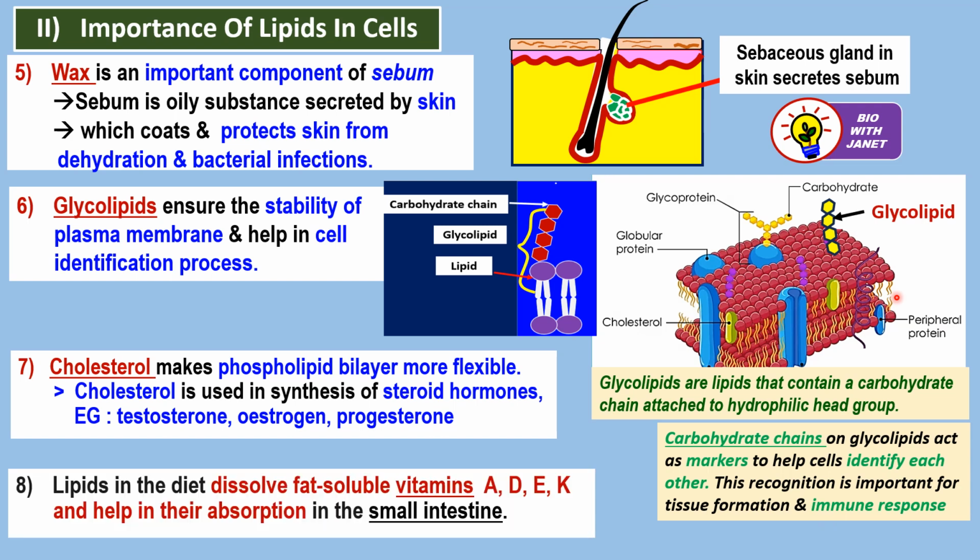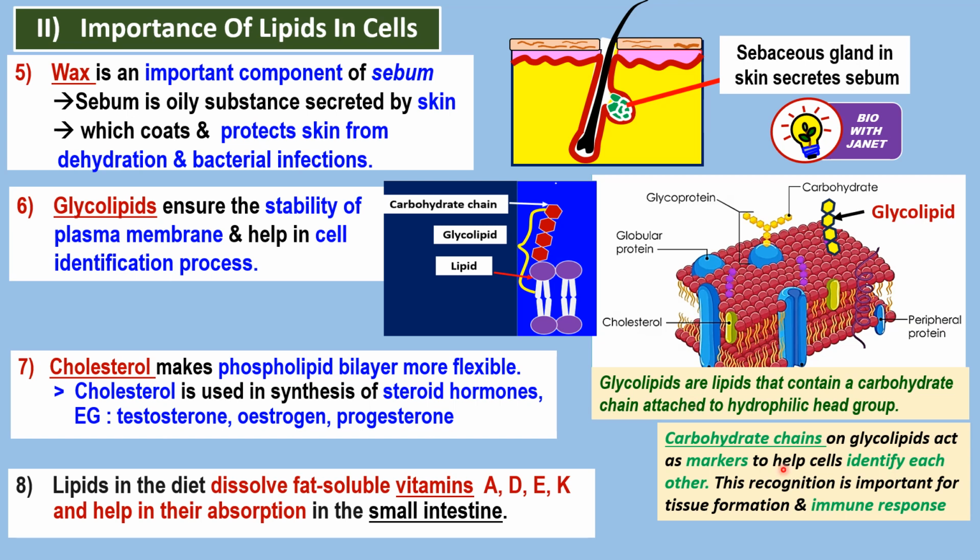Next, cholesterol. Cholesterol is also found embedded in the phospholipid bilayer. So what's the function of cholesterol? As shown here, this is cholesterol, which is found inside the phospholipid bilayer. It makes the phospholipid bilayer stronger and more flexible. And secondly, cholesterol is used in the synthesis of the steroid hormones such as testosterone, estrogen, and progesterone, which help to regulate body functions, especially related to reproduction.